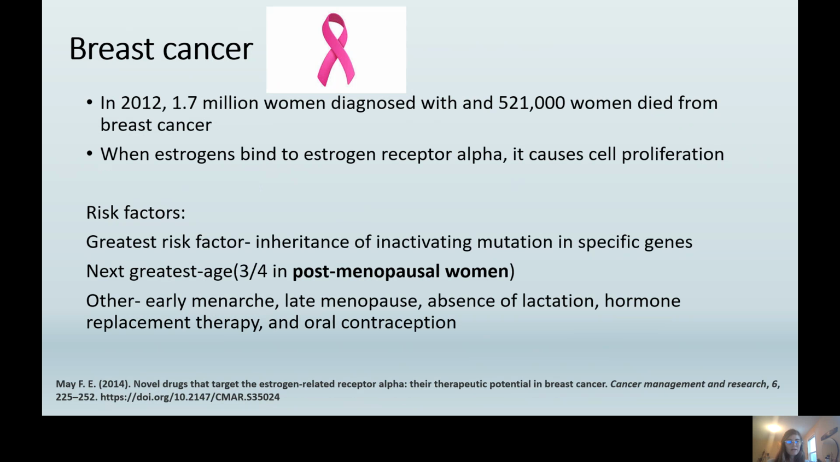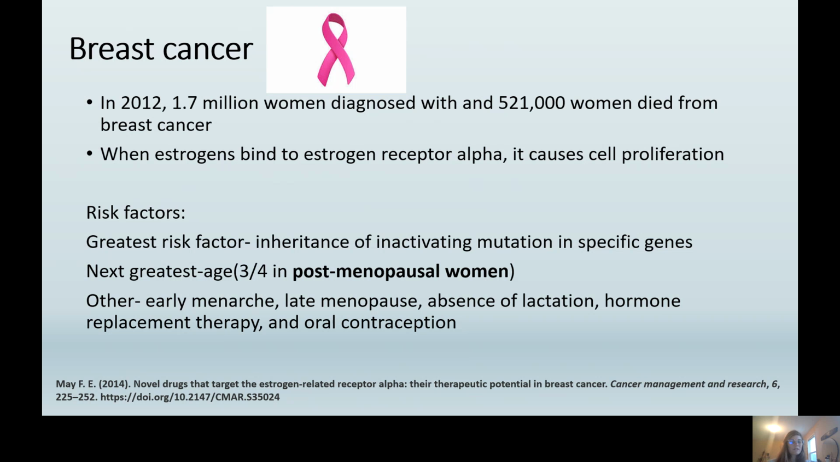One main role that the estrogen receptor has in breast cancer is when the receptor binds and causes the multiplication of cells. In 2012, 1.7 million women were diagnosed with and 521,000 women died from breast cancer. This means that when estrogens bind to the receptor, as stated before, it causes cell proliferation. And this is extremely scary.